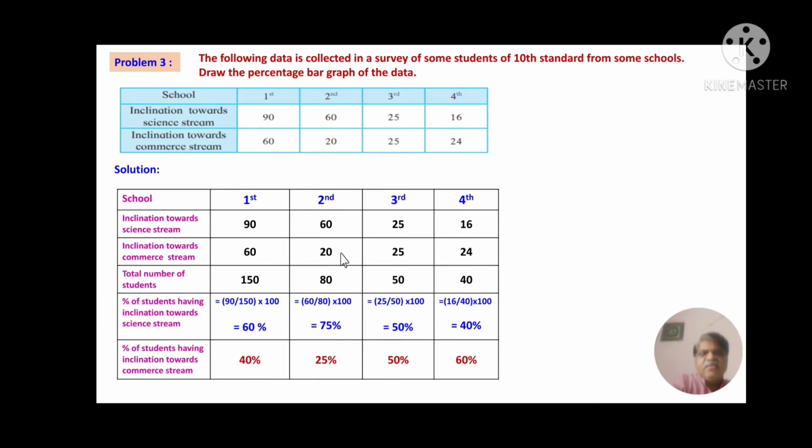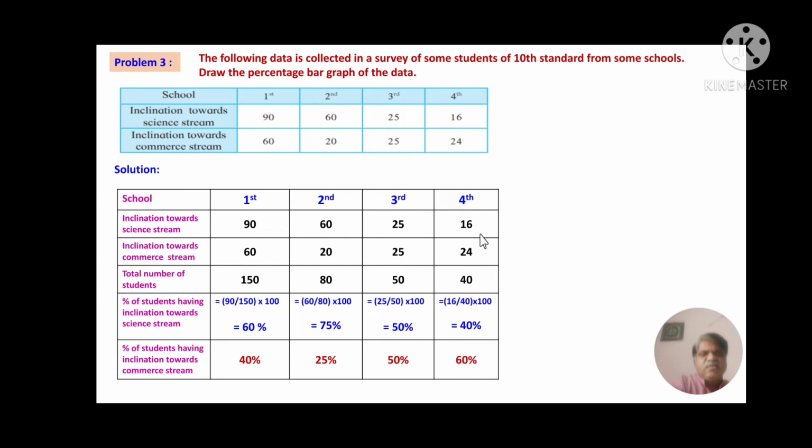For second, we can see totally 60 students have inclination towards the science stream out of 80. So 60 upon 80 into 100, that is 75%. And 100 minus 75, that is 25%, which are going to commerce. For the third school, it is 25 out of the 50. So 25 upon 50 into 100, that is 50%. So 100 minus 50 is 50%.